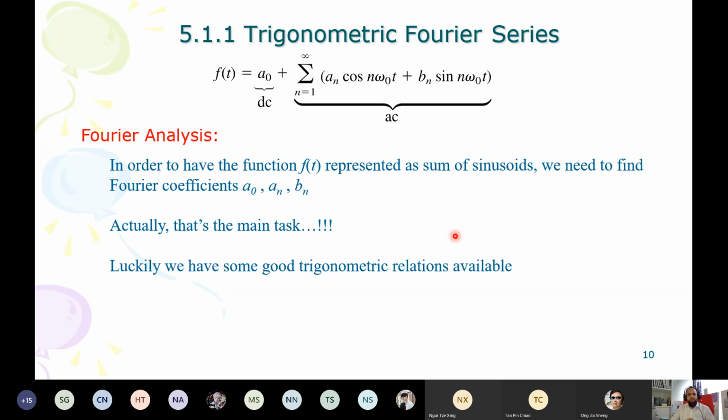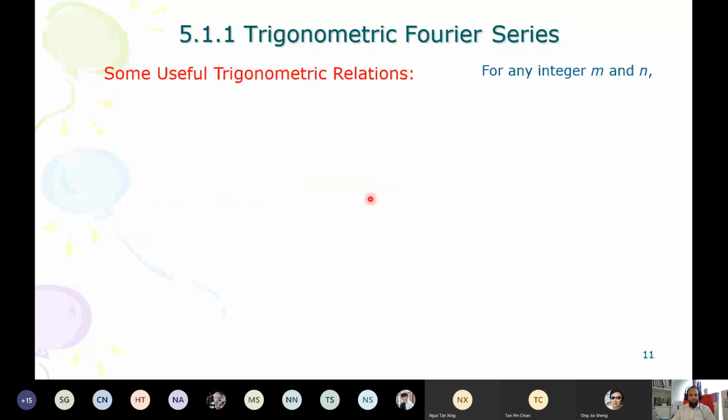And for that, luckily, we have some good trigonometric relations available. So, alhamdulillah, we have those mathematicians who made our life easy, but there were some more mathematicians who made our life miserable, like Fourier. So, okay. Before we go into the Fourier analysis, let's recall some of the trigonometric relations.